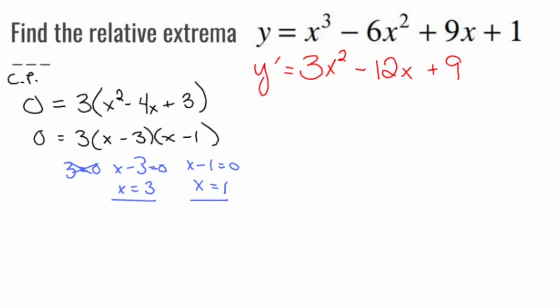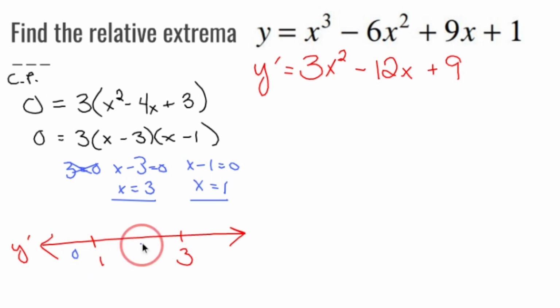This is where my line should change from increasing to decreasing, decreasing to increasing, so on and so forth. So I'm going to make myself a little sign table, sign graph, whatever you want to call it. I care about 1, I care about 3. This is going to be my y prime sign graph. This is going to tell me which intervals are increasing or decreasing. I'm going to pick numbers inside each interval. So negative infinity to 1, I can pick 0. 1 to 3, I can pick 2. 3 to infinity, I can pick 10.